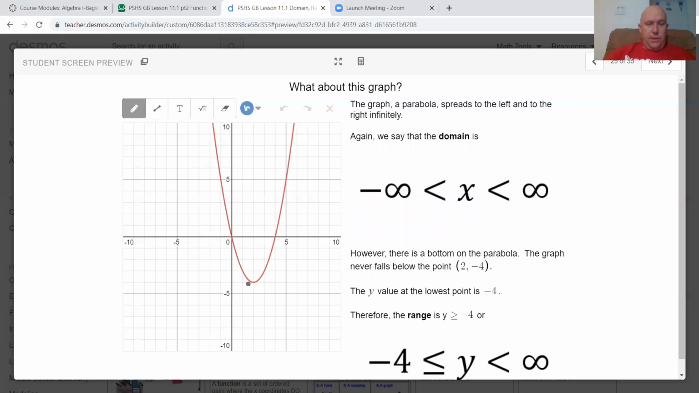But for the range, I can certainly see that there's a lowest value. The lowest value is -4. So you could say between -4 and then as it carries on, it goes all the way up to infinity. Or you could actually just say y is greater than or equal to -4, which I think is probably a far more efficient way of doing that.